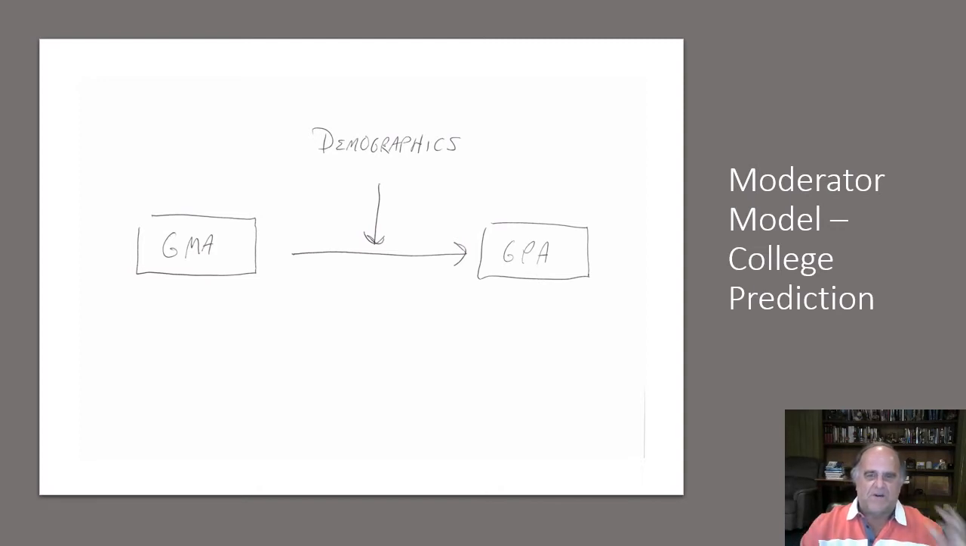You're saying general mental ability predicts GPA. It predicts it because it sort of causes my school performance. And demographic variables here serve as a moderator because critics of testing would argue that different demographic variables moderate the relationship between general mental ability and GPA: that general mental ability is a good predictor for some individuals, but not for other individuals.